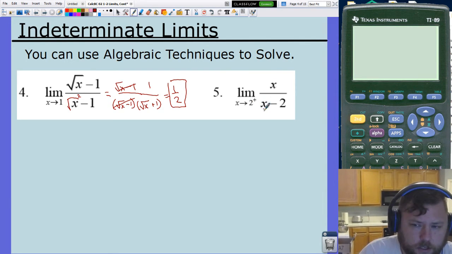All right, this one. If you just plugged in the 2, you get indeterminate form. So you can't factor it out, but since it's a right-sided limit, with the plus right there, I'm actually just going to do some test values.